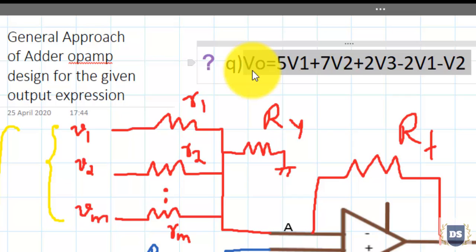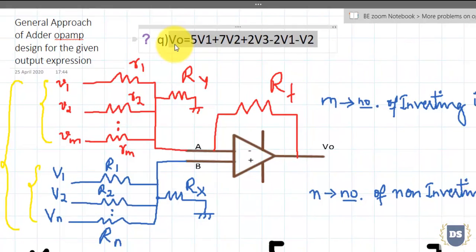So how do we tackle this sort of problem? Do we have a general approach? Yes, we do have a general approach for these kinds of problems, and let's go through that general approach first, and later we'll see how to solve this problem.